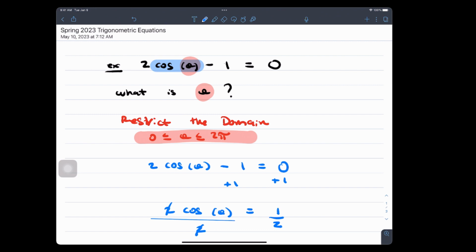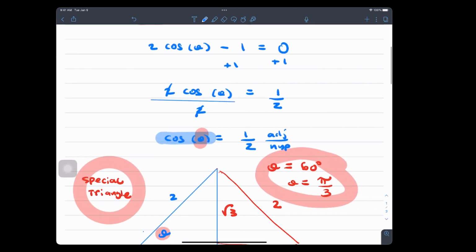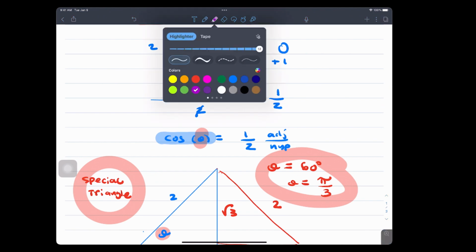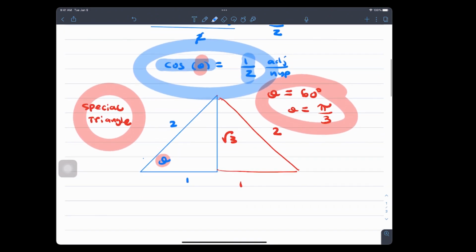So what you end up doing is you want to solve for that cosine theta. And that's what we did here. So you get cosine theta is 1/2. Just to reiterate, cosine's nice and positive, which is great because we can create our right triangle.